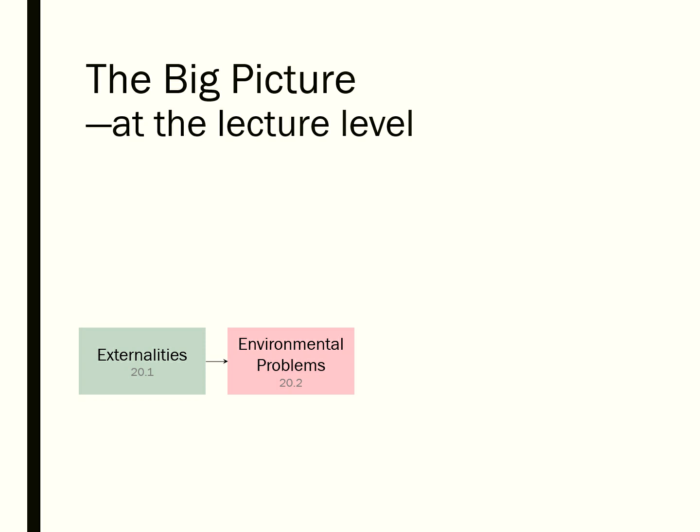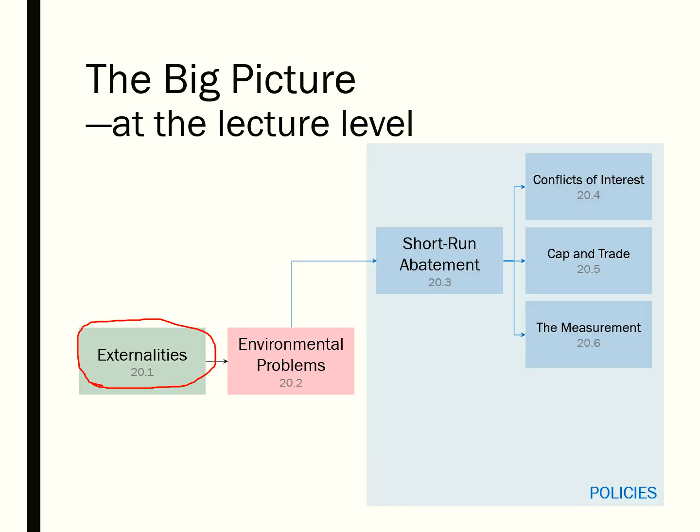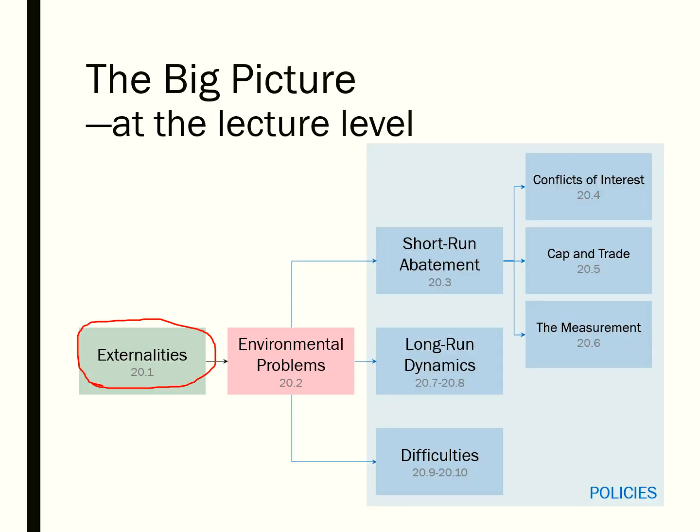We start with the key concept of environmental economics, externalities. Based on this concept, we discuss the environmental problems in economics. Then, we will talk about three important policies to deal with the environmental problems. The first is short-run abatement, which is further expanded in three directions. The second is long-run dynamics. The third is the main difficulties and challenges of implementing environmental policies. Please come back to this map while reading the textbook for navigation.